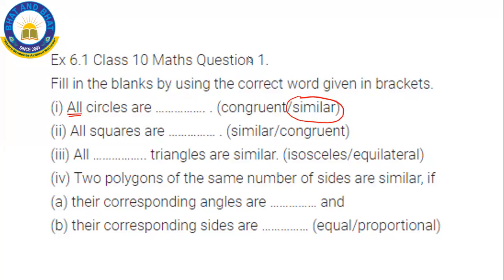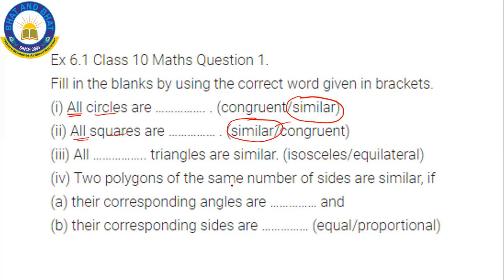Yes, tell me now. All squares are dash. So what is the answer? Yes, correct. Again, this question is very similar to the first part. All squares are similar. It is similar to the first question. There is no difference, the only thing is they are giving different figures to us. That's all. Let's go to the third part.